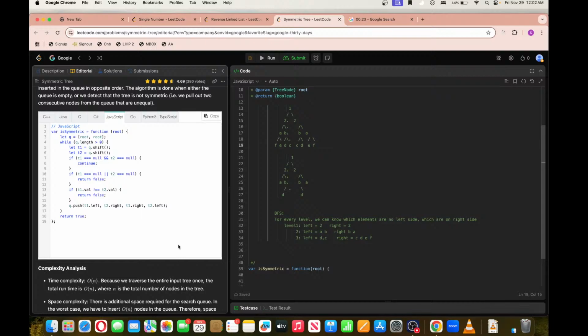Yeah, I must say this BFS solution is more complex than the DFS solution, because the DFS one I just came up with myself just by looking at it, right? I can just go with a recursive solution, going deeper, and then just check if left and right are equal or not. It is much simpler.